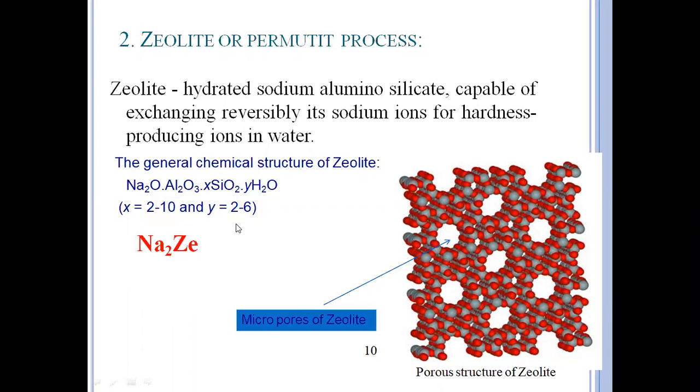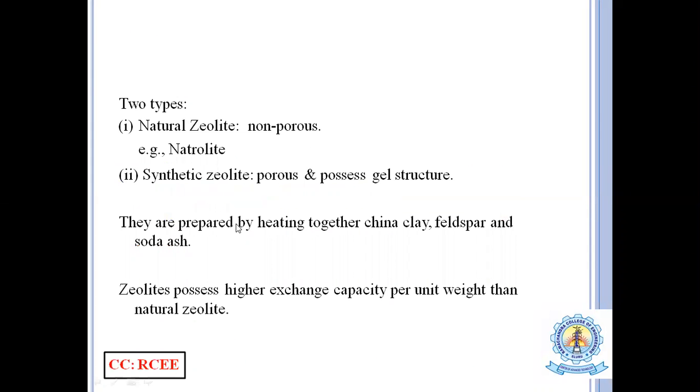Let us see how this process goes on, and the types of zeolite. Generally, zeolites are of two types. The first one is natural zeolite, having a non-porous structure. The best example is natrolite. The second one is synthetic zeolite. Synthetic means we prepare it in the laboratory. Those have a porous and gel structure.